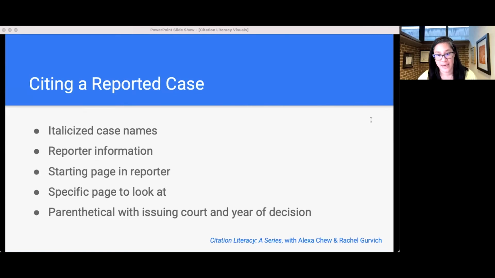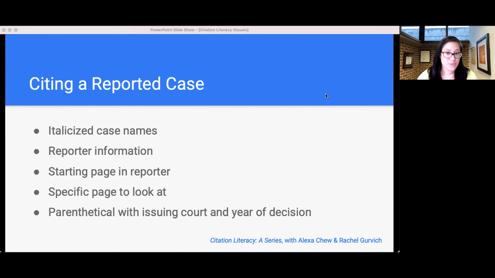Reporters are usually abbreviated, and oddly enough, the reporter abbreviations are easier to remember than the full names of the reporters, which people rarely say. So some examples are like SE Second or NC App or FSUP. All right, so then give the page in the reporter where the case begins. Reporters are organized chronologically, which is not very useful unless you know where or when to look.